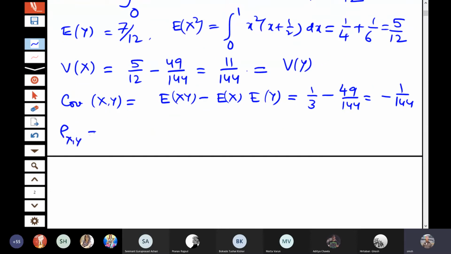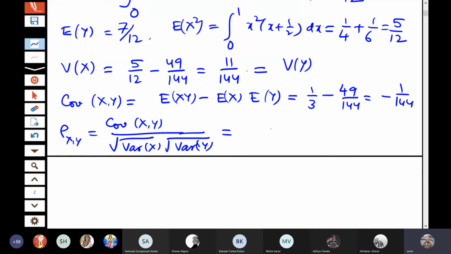So rho xy, that is covariance between x and y divided by square root of variance of x into square root of variance of y. So that is equal to minus 1 by 11. So this is the coefficient of correlation between x and y here. Are these calculations clear? Yes, sir.